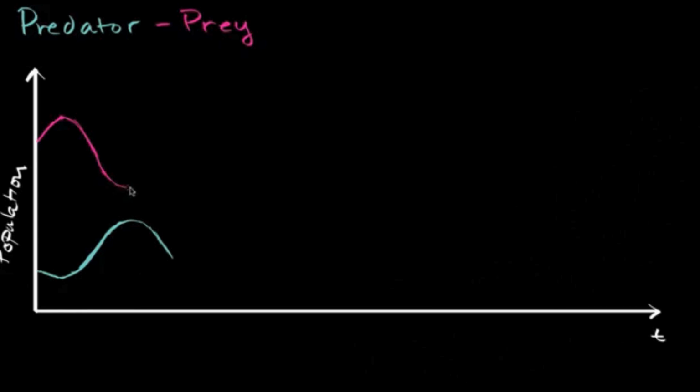And as their population decreases, what's going to happen to the prey? Well, then there's going to be fewer predators around, so their population might start to increase. And so I think you see what's happening. The predator and prey can kind of form this cyclic interaction with each other. And what I've just drawn, this is often known as the predator-prey cycle.